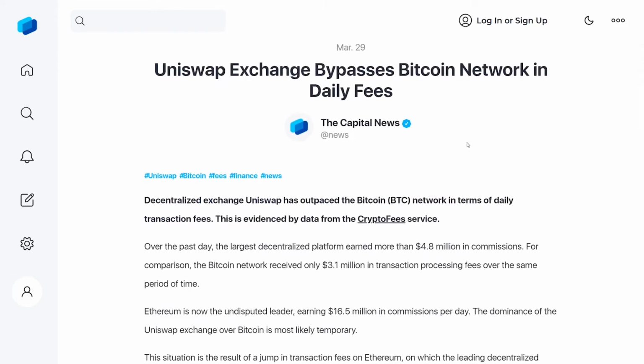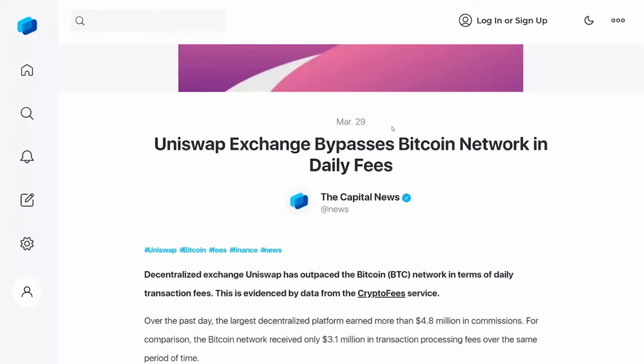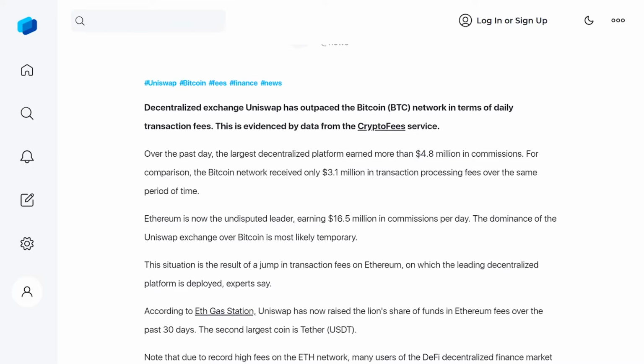And in another news, we have the Uniswap exchange bypassing Bitcoin network in daily fees. So on March 29th or around this date, Uniswap earned from the fees over 4.8 million US dollars, and in comparison Bitcoin received only 3.1 million US dollars over the same period of time. However, still they are miles behind Ethereum, which is earning about 16.5 million dollars in commissions per day, so that's where the high gas fees go.